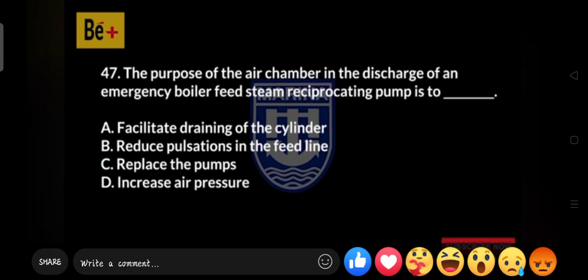The purpose of the air chamber in the discharge of an emergency boiler feed steam reciprocating pump is to A. Facilitate draining of the cylinder. B. Reduce pulsations in the feed line. C. Replace the pumps. D. Increase air pressure. The answer is B. Reduce pulsations in the feed line.